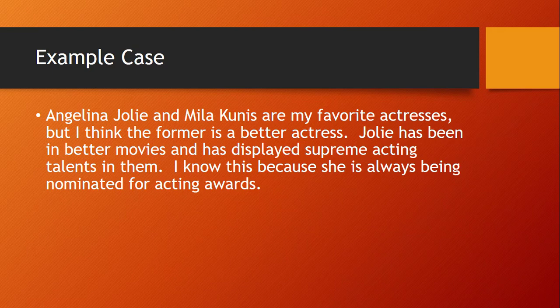So what we have here is a sub-argument. The conclusion in the sub-argument is that Jolie has displayed supreme acting talents. The premise to justify this conclusion in the sub-argument is that she is always being nominated for acting awards. So the conclusion in this sub-argument, that Jolie has displayed supreme acting talents, is itself used as then a premise in the main argument, along with the claim that Jolie has been in better movies, to then try and support the conclusion that Jolie is a better actress. In other words, we have linked arguments here. And this is how I have them up in standard form.